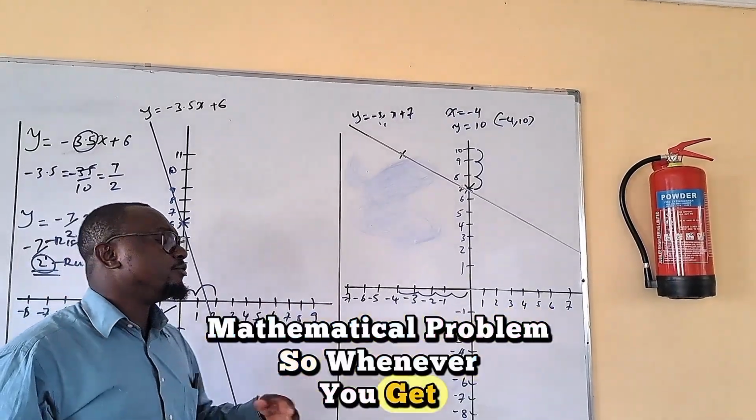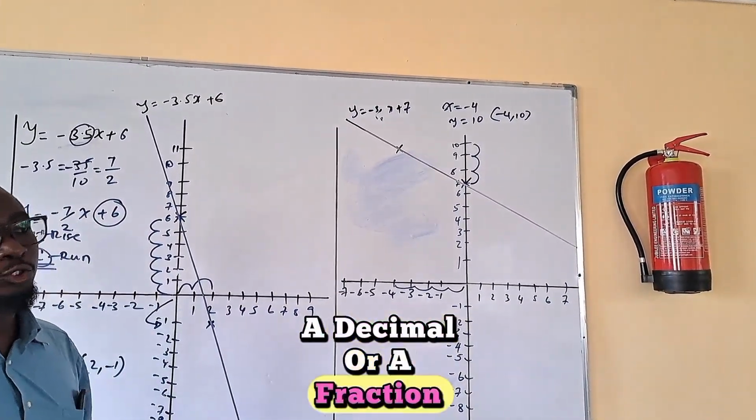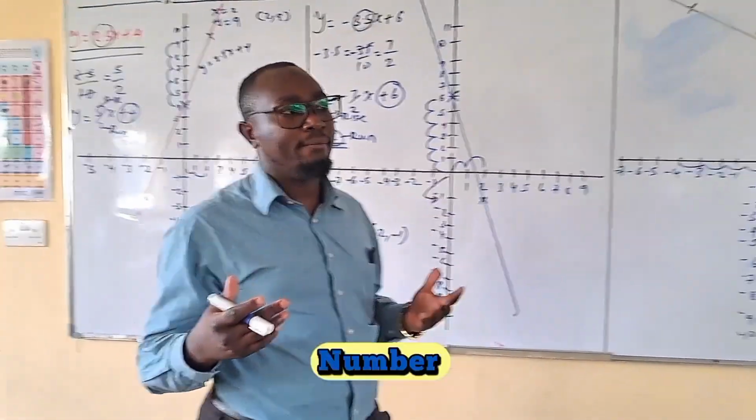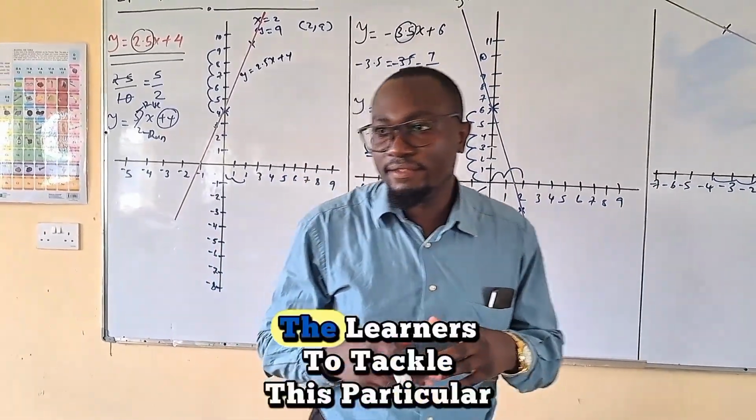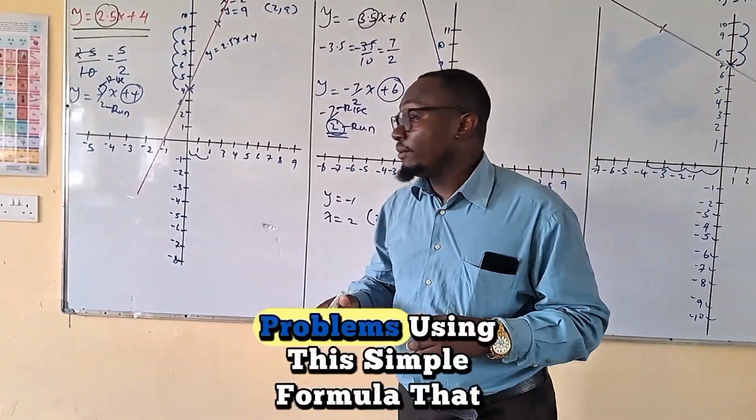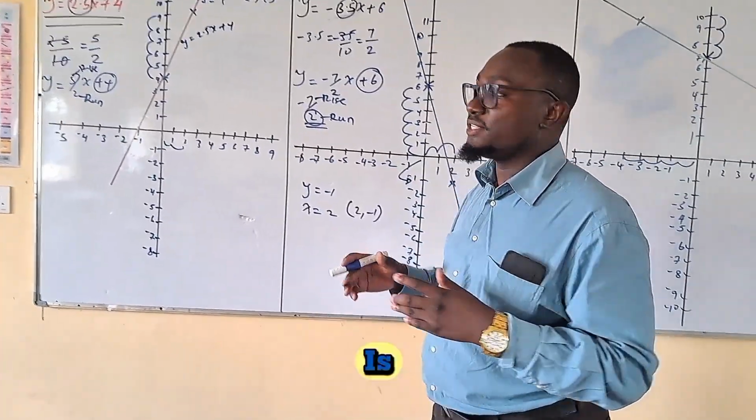So that is how we solve those particular simple mathematical problems. Whenever you get a decimal or a fraction or any number, maybe a whole number, it will be very easy for learners to tackle these problems using this simple formula, that is rise over run.